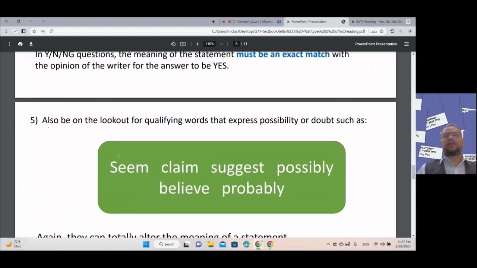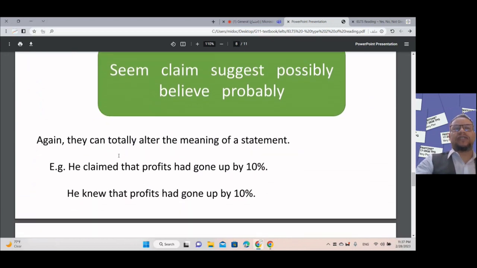So secret number 5 is about words that express possibility or doubt. You can say, for example, probably, possibly, I believe, I think, I suggest, I claim, I can see, it seems, it sounds. All of these words are not for sure. So take care of these words, also called qualifying words. You can have an example here again. They can totally alter the meaning of the statement.